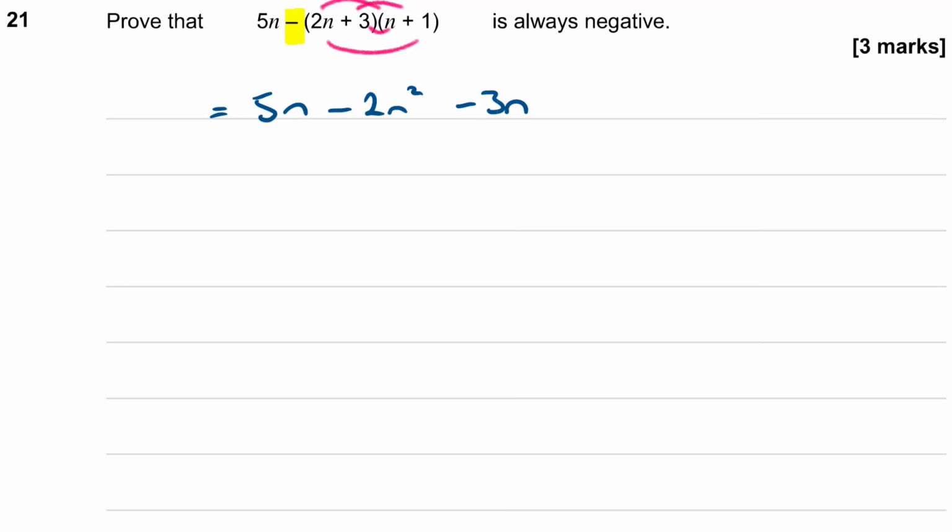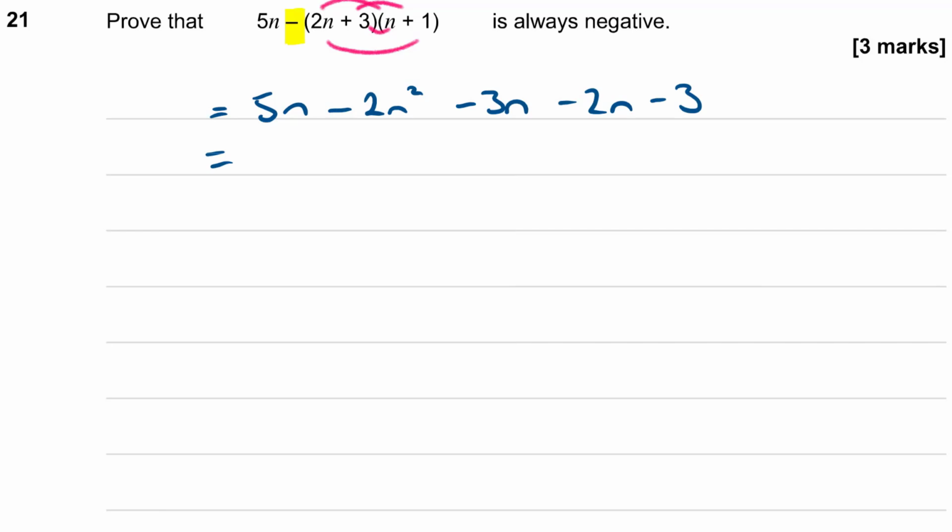And I've got 3 times n, which would be positive, but because of the minus sign, it's going to be negative 3n. And then I've got 2n times 1, which would be 2n, but because of that minus sign, it's going to be minus 2n. And finally, I've got 3 times 1, which would give me plus 3, but because of the minus sign, it's going to give me minus 3.